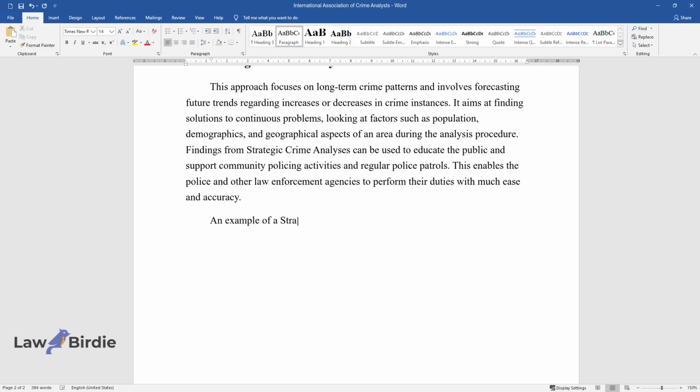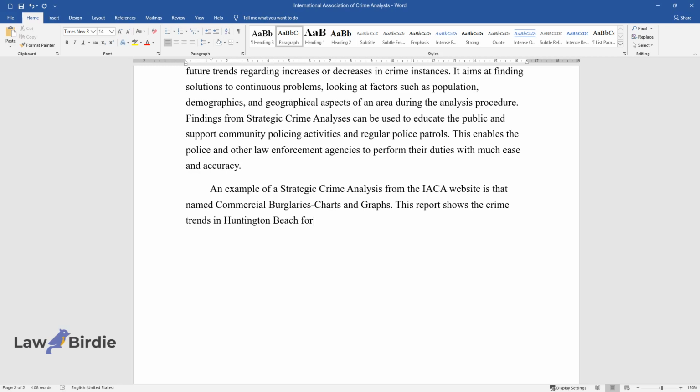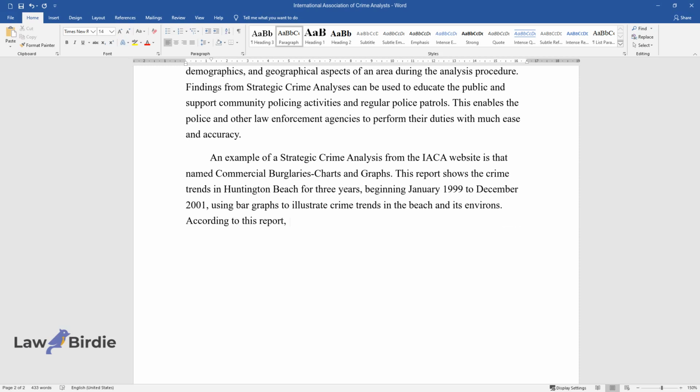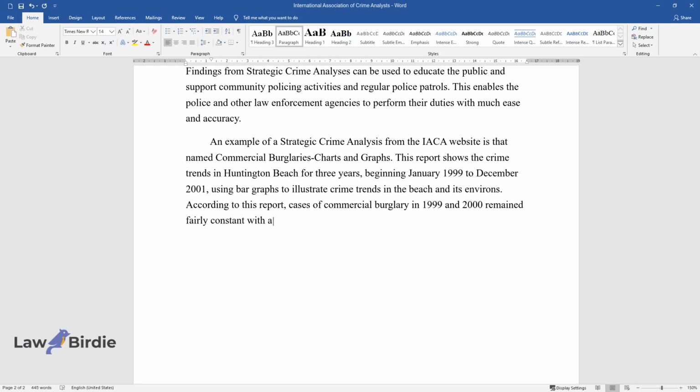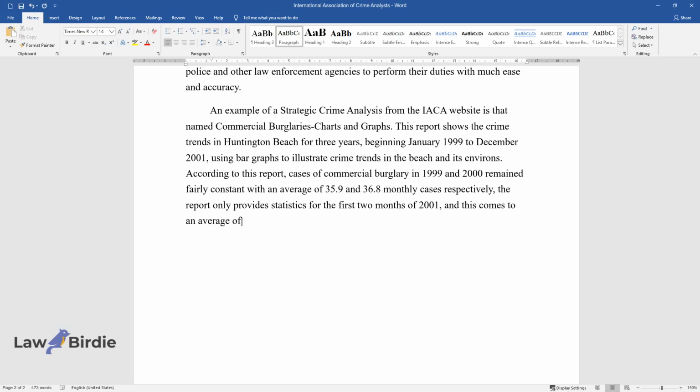An example of a strategic crime analysis from the IACA website is that named Commercial Burglaries Charts and Graphs. This report shows the crime trends in Huntington Beach for 3 years, beginning January 1999 to December 2001, using bar graphs to illustrate crime trends in the beach and its environs. According to this report, cases of commercial burglary in 1999 and 2000 remained fairly constant, with an average of 35.9 and 36.8 monthly cases respectively. The report only provides statistics for the first 2 months of 2001, and this comes to an average of 38.